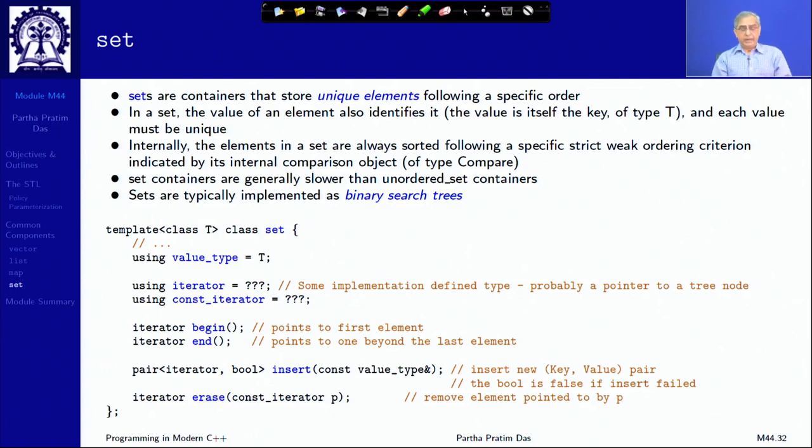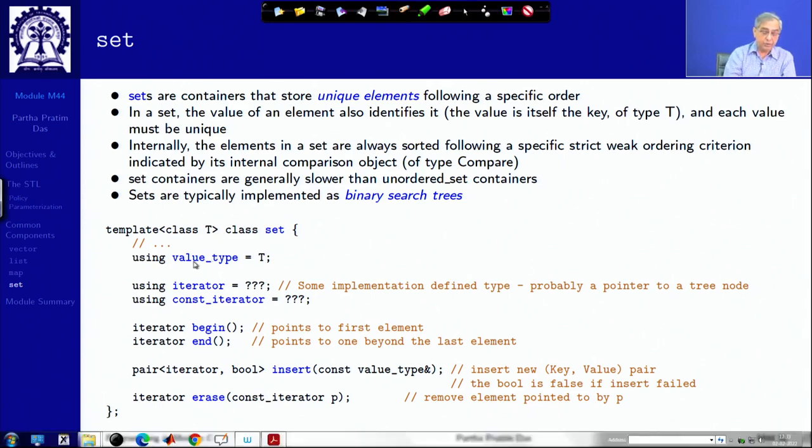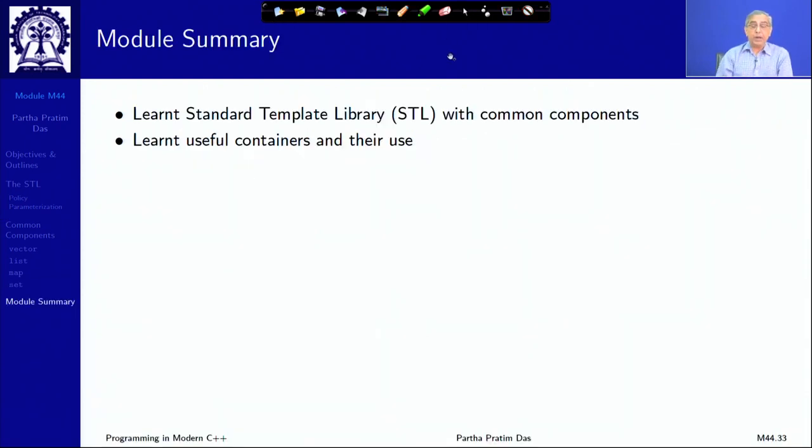There are other containers also. Set is another, which keeps a collection of unique elements. It is also stored as a binary search tree. I just wanted to show you the uniformity: the value type, iterator, const iterator, begin, end, insert, erase, just signatures a little bit here and there, very similar to what you have for map, but set is also a useful container. There are many more, but it is time to close on this module.